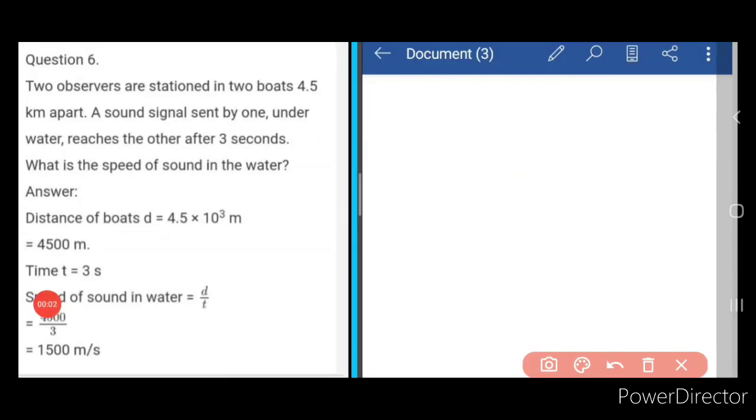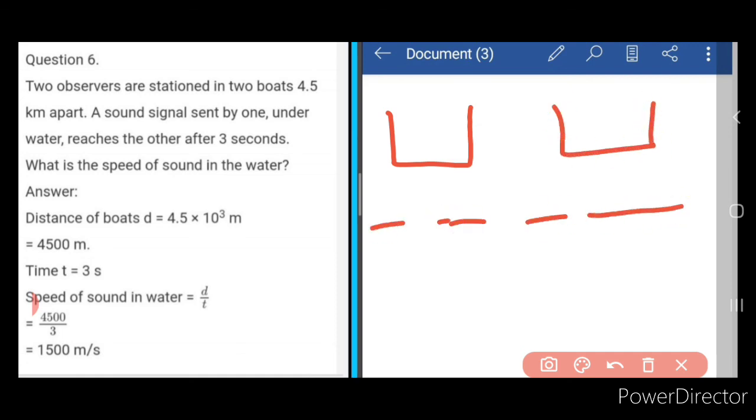The sixth question is, two observers are stationed in two boats 4.5 kilometers apart. A sound signal is sent by one underwater, reaches the other after 3 seconds. What is the speed of the sound in water? Right? So you have two boats in water and the signal is sent by one. It travels underwater and it is received by the other person in boat 2, right?